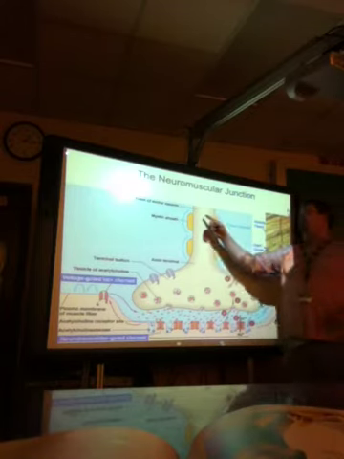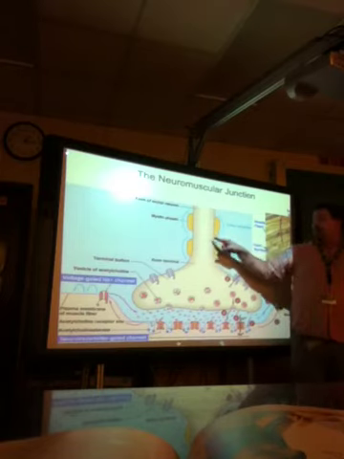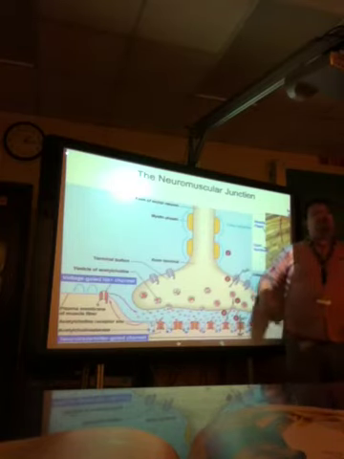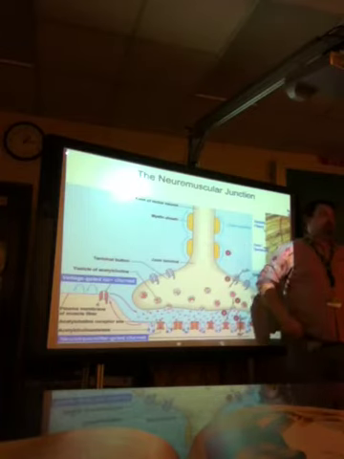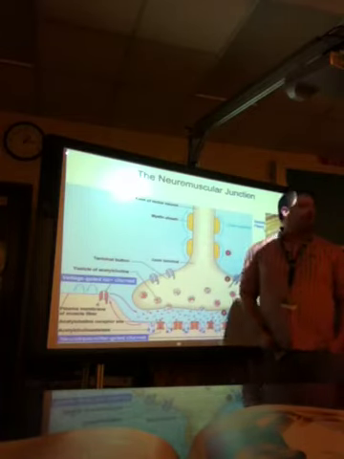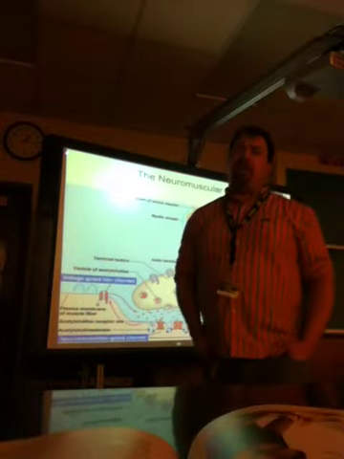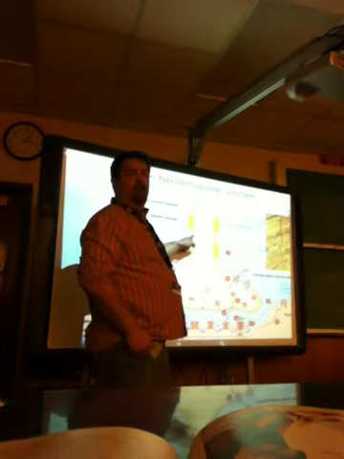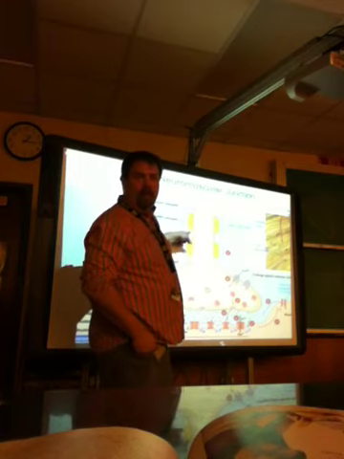What was this area called? Here and here. Nodes of Ranvier. What is the charge of an action potential? I want an electrical value. Positive 30. So what happened to the charge as it goes from one node to another? It weakens. Therefore, what opens up at the node?